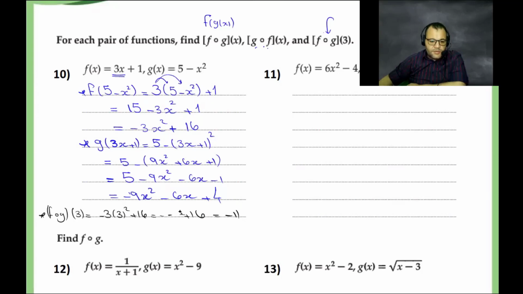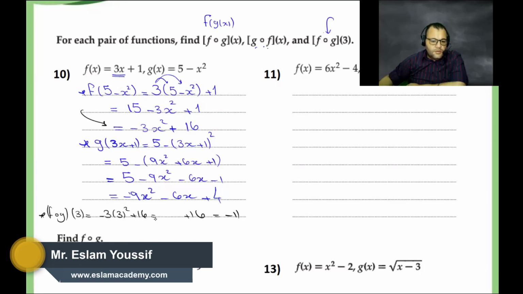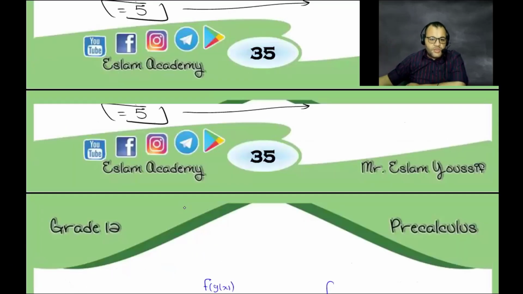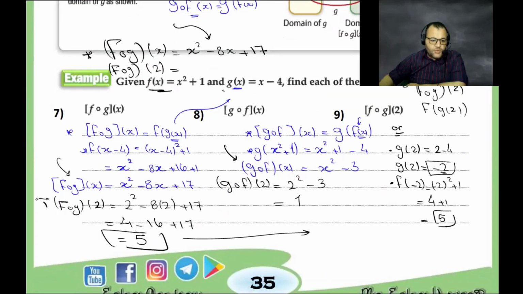Sir, how do you do f of g of 3? Do you solve g of 3 and then put it in f? This is f of g of x. Then we use this formula and put 3. Yes, that's step number 1. For this question, we have 2 ways. The first way, we use the function f of g to replace x with 3. The second way, we find g of 3, then use the answer in the function f to find the value.